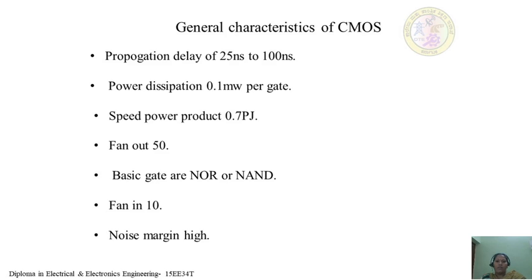The CMOS has a fan out of 50. It has a greater fan out when compared to the TTL and ECL. The basic gates used in case of a CMOS are NOR gate or NAND gate. The total number of fan-ins in case of a CMOS is 10. So CMOS exhibits an excellent noise margin, meaning the ability to avoid unwanted noise signals. This CMOS exhibits an excellent noise margin level.